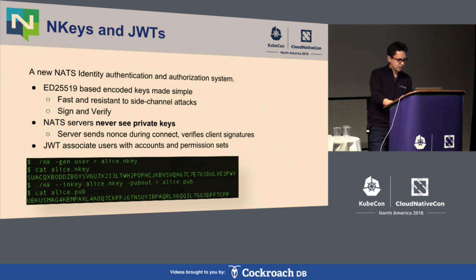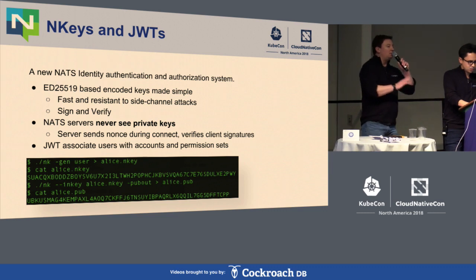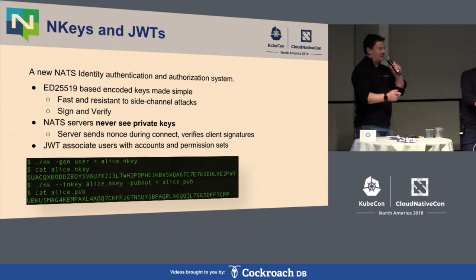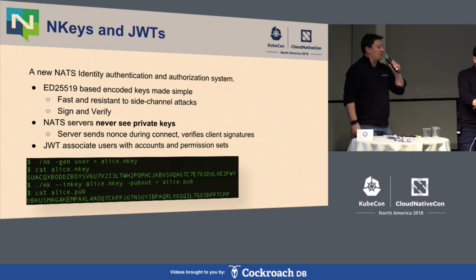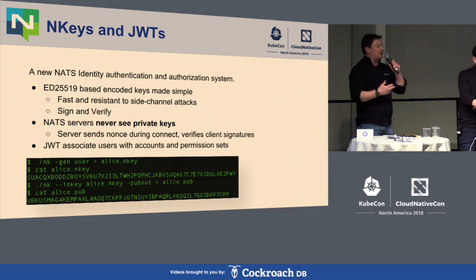But there are NKeys and JWTs, which are the core pieces for, well, two of the big features for security that we have. So yeah, a couple of the new features we have are NKeys, and we alluded to this previously at KubeCon earlier this year. It's a NATS identity. It's an ED25519 key that's made easy. ED25519 keys are really fast. They're very resistant to side channel attacks. And then you can sign and verify with them.